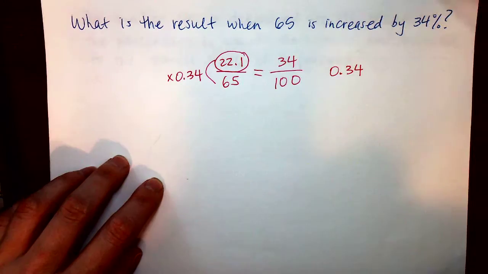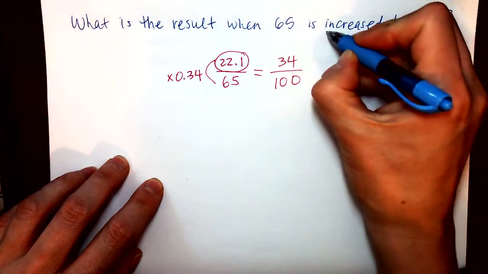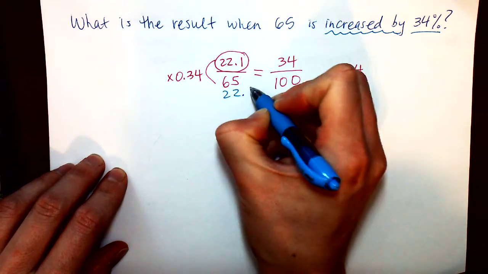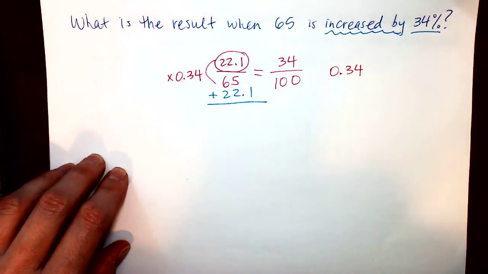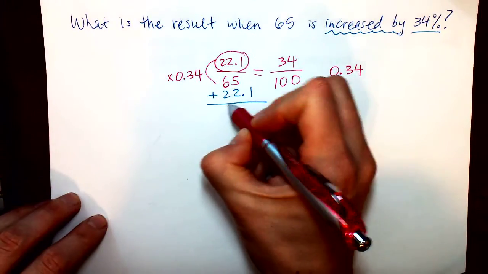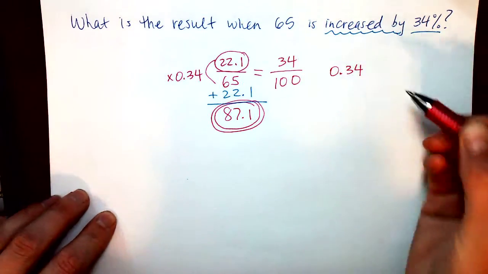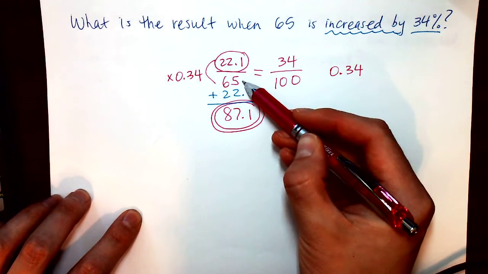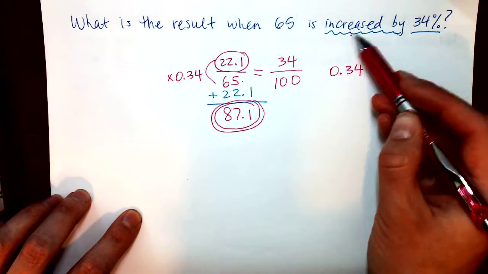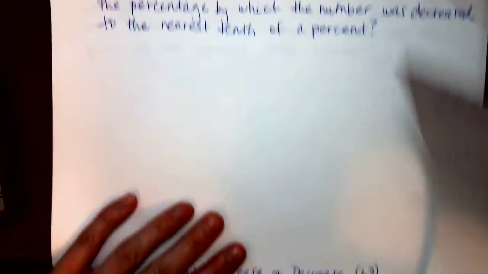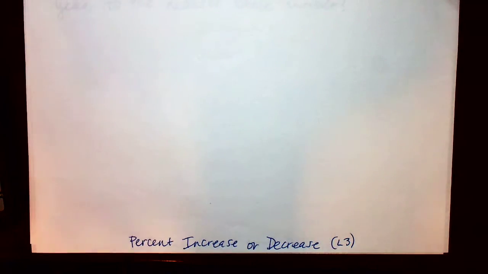I'm circling it, but that's not the final answer because it is being increased by this. So 65 plus 22.1 will give us the final answer, which is 87.1. So that's what you do for that type of problem. You find the percent of the number, and then if it's increased, you add it, and if it's decreased, you subtract.